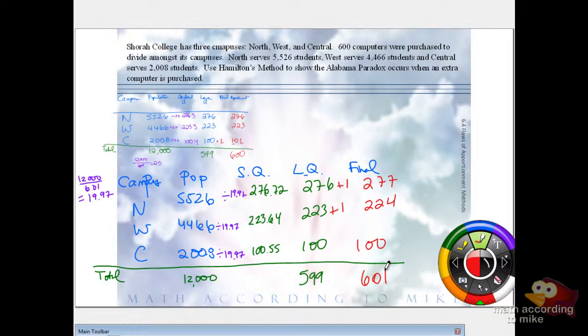So comparing to what happened before, the first go-around, Central is at 101. The second go-around, by adding 1 additional computer, Central lost a computer. They went down to 100. So this is the Alabama paradox. We added 1 additional item. It doesn't matter how many you add, just that any addition will decrease someone's allotment.